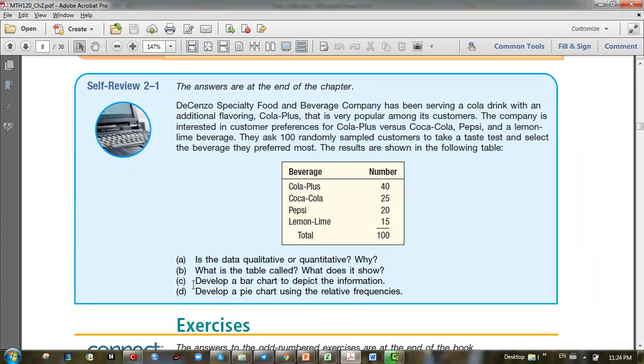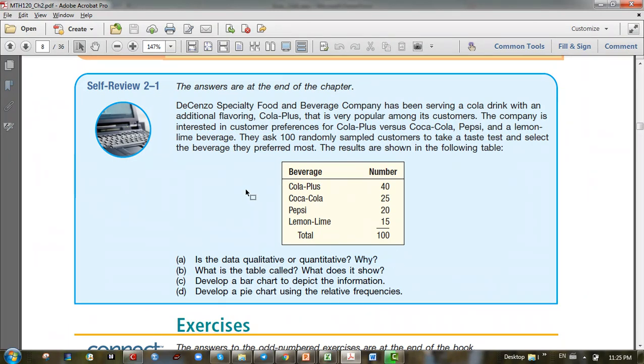We have 4 questions. A. Is the data qualitative or quantitative? Why? B. What is the table called? What does this table show or display? C. Develop a bar chart to depict the information. D. Develop a pie chart using relative frequencies.